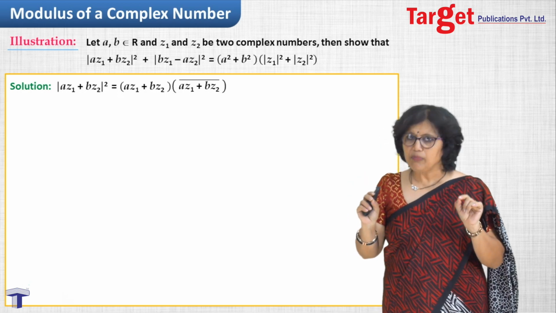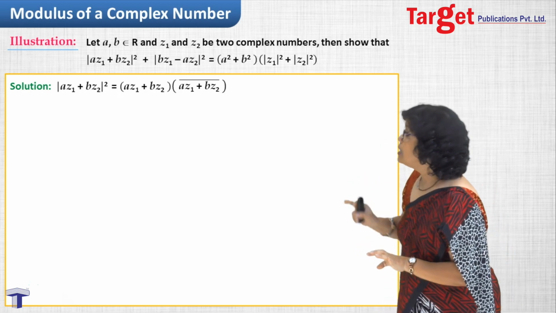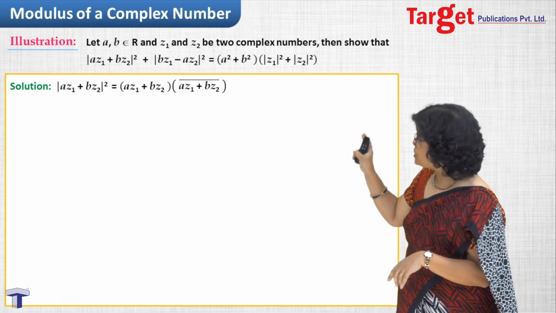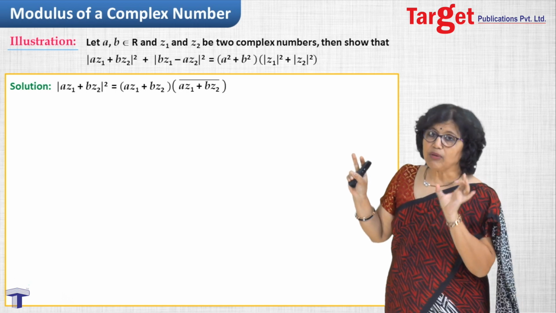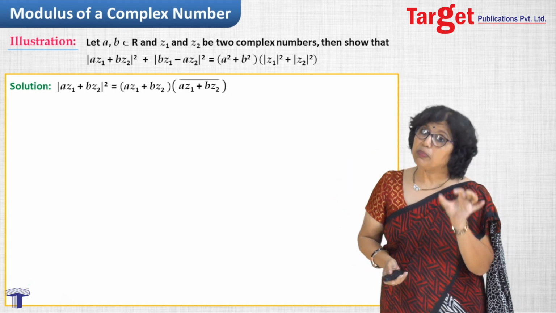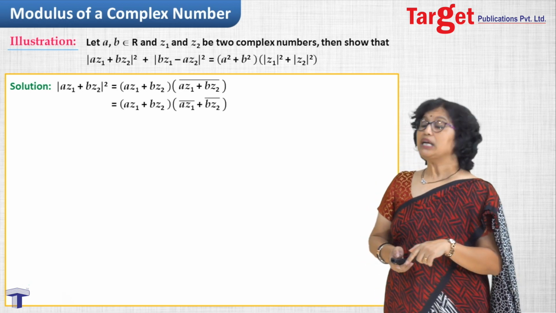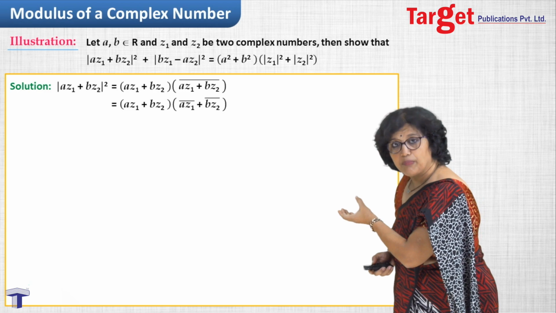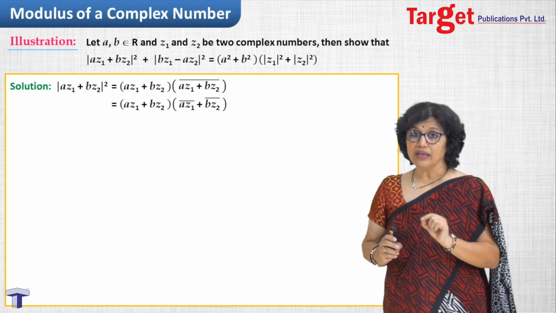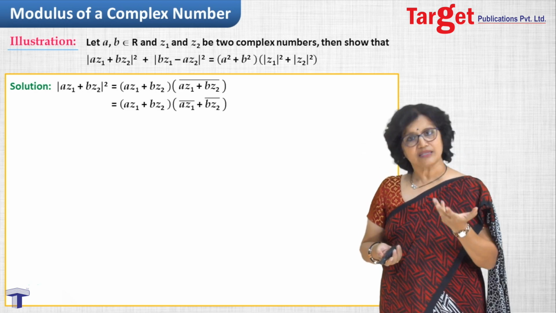Mod of (a z1 plus b z2) whole square. First I take only this part. And I realize I can use mod z square as z z bar. I use that property and write (a z1 plus b z2) into its conjugate. And that conjugate we also write as a z1 bar plus b z2 bar. Mind you please, a and b are real, so their conjugates are not to be written. It is to be written as a and b only.